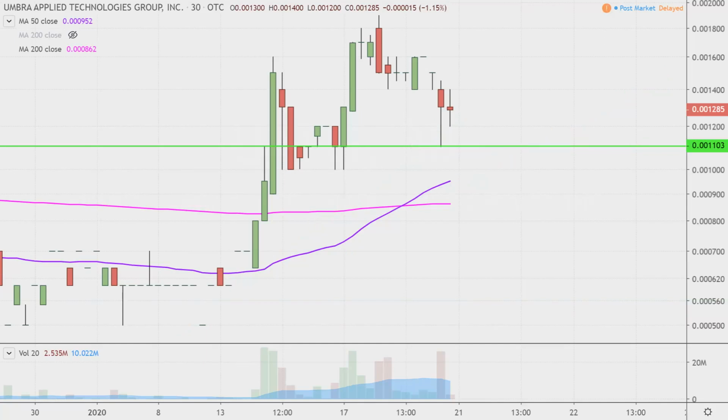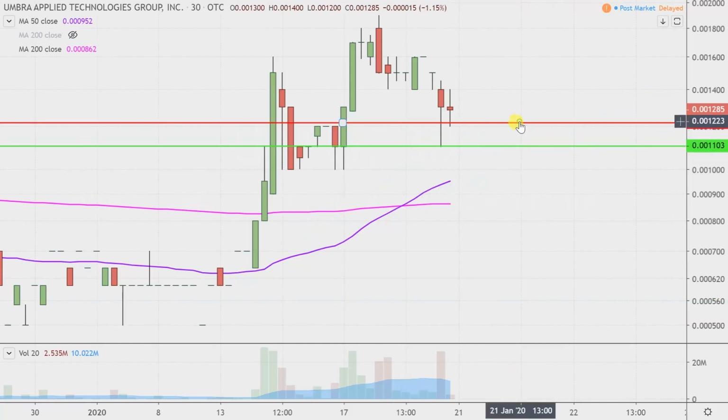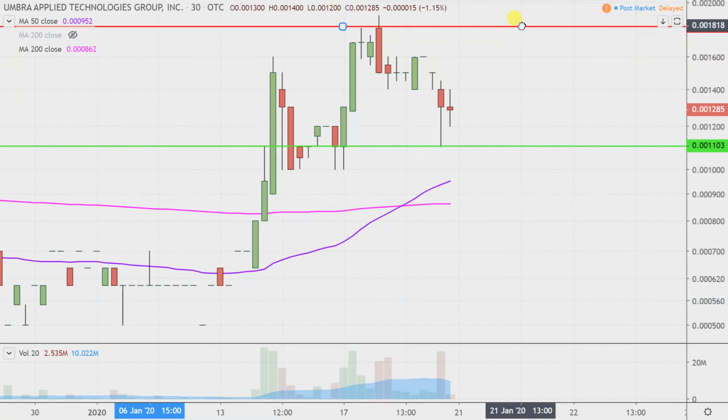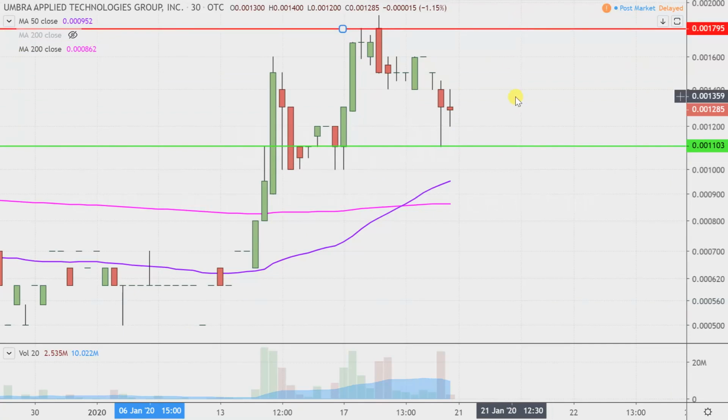What about areas of resistance? Nothing fancy or complicated here, just a matter of, well, where did the party finally stop today? And that occurred right up there at 0018. So 0018, public enemy number one for that reason alone, nothing complicated at all.